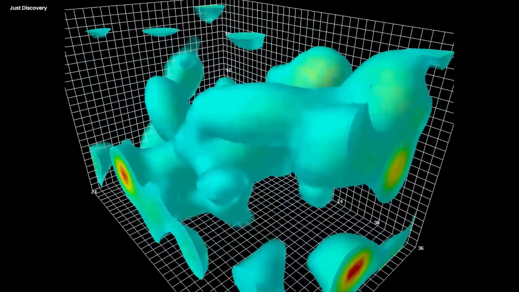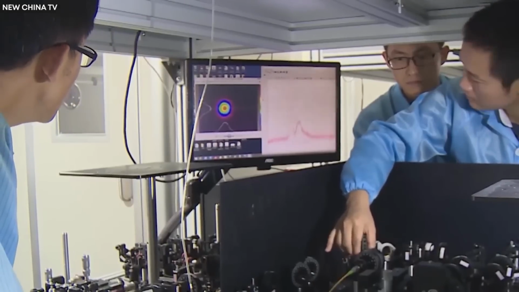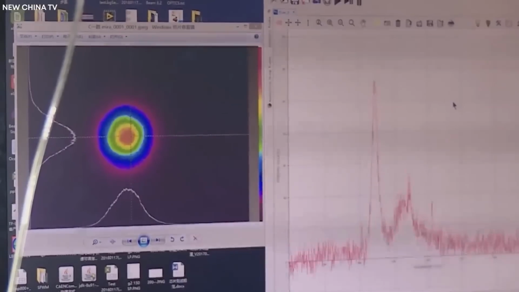What will tomorrow's tests reveal about the Omega pattern? Will it vanish before our eyes, or open a new chapter in quantum science?